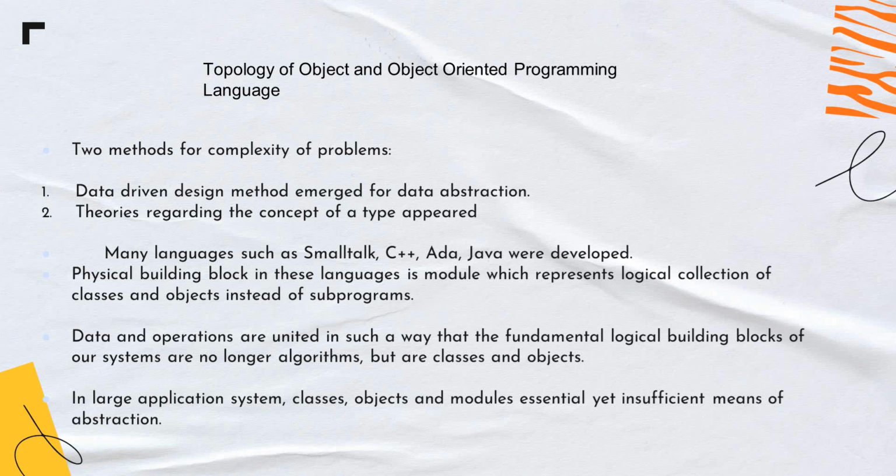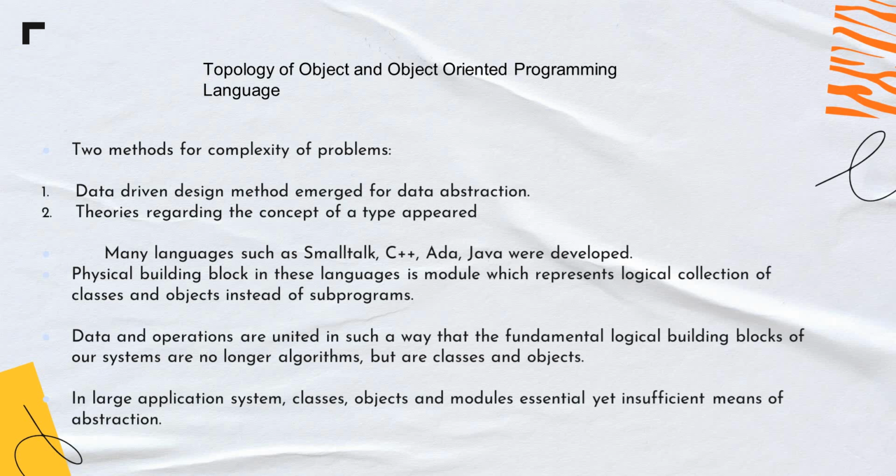Next, we will see the topology of object-oriented programming languages and objects. There are two methods for handling the complexity of problems. The first one is the data-driven design method, which emerged for data abstraction. Theories regarding the concept of a type appeared. Many languages such as Smalltalk, C++, Ada, and Java were developed.